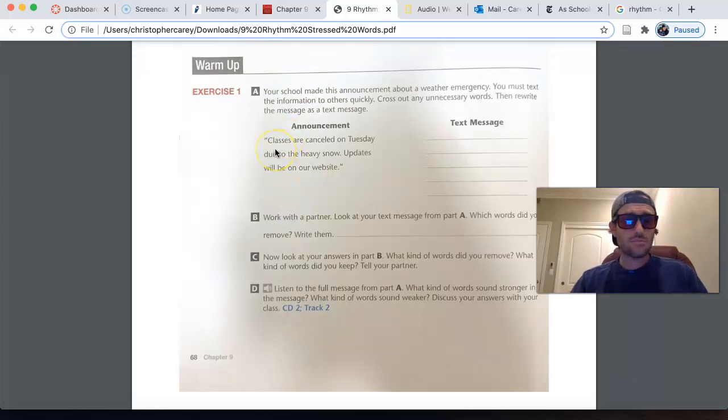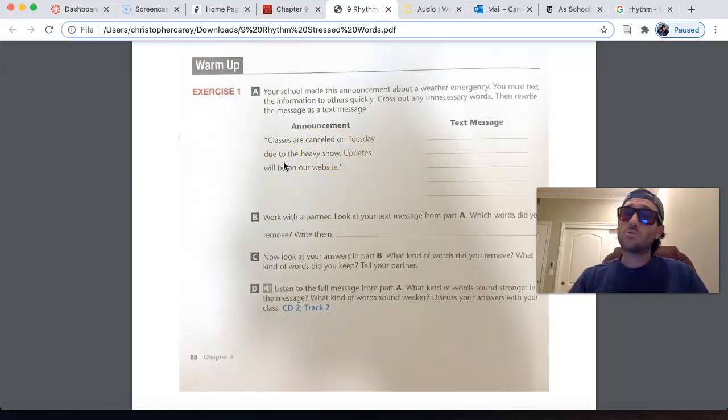Classes canceled Tuesday. Maybe the why would be heavy snow. Classes canceled Tuesday, heavy snow. You really don't need the auxiliary verb "to be." You don't need the preposition "on," "due to the."